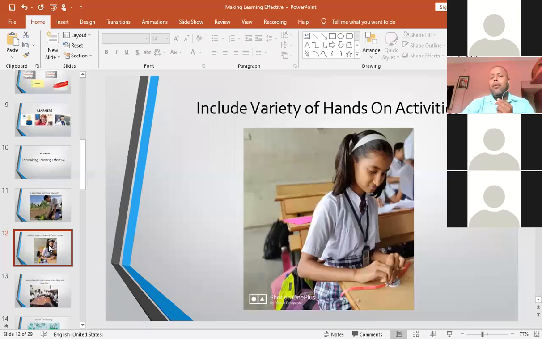Next is hands-on activities. As all of us know, since we are online, all of us are trying our very best to make this learning effective. So, hands-on activities. Children learn by listening, children learn by watching, children learn by doing. When they feel something, they learn more. So hands-on activities is a tool where they get to feel what they are learning.